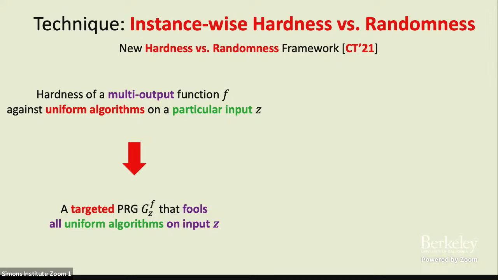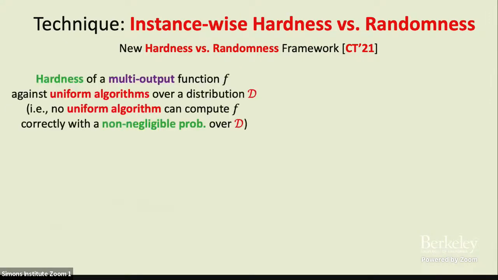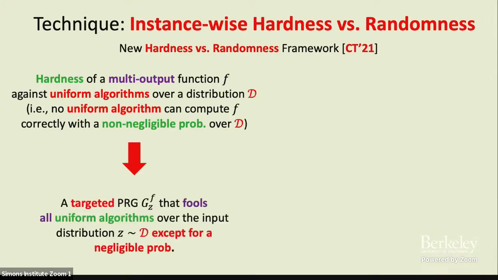So how do you get this? A particular input sounds a little bit hard to formalize. A better way to formalize this is to think about distributions. If you have hardness of a multi-output function f against uniform algorithms over input from a particular distribution D, then this gives you a targeted PRG that fools all uniform algorithms over input from the same distribution D. So that's a precise translation between the hardness distribution and the distribution that you can derandomize.